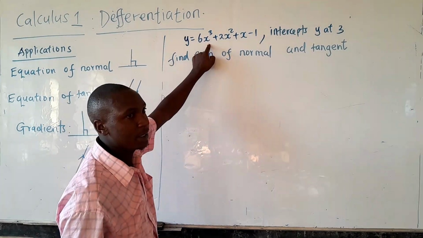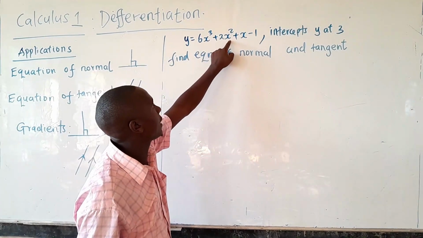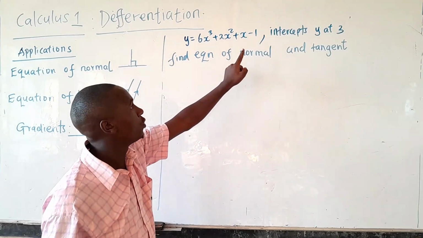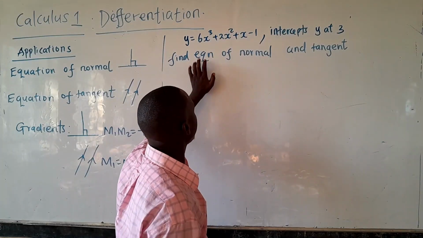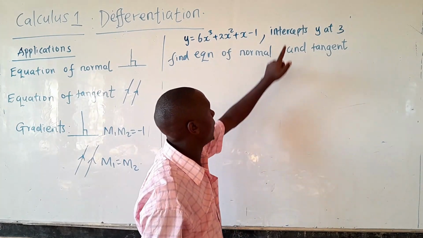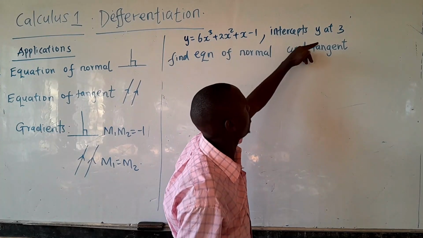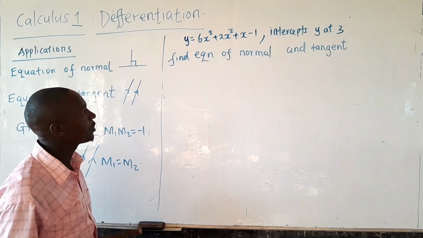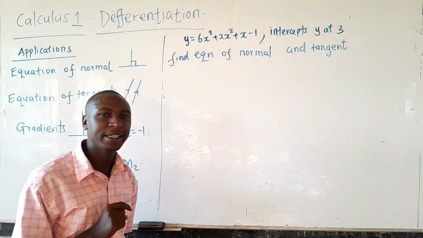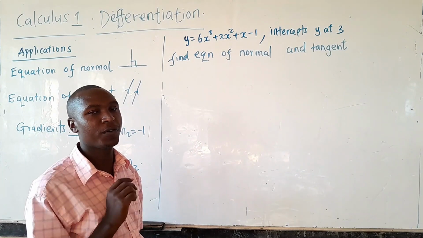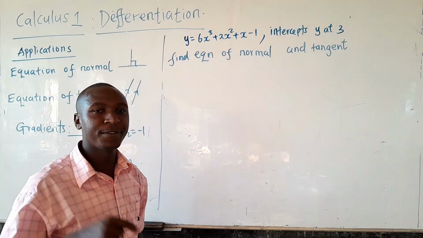y = x cubed plus 2x squared plus x minus 1, and we're supposed to find the equation of normal and the equation of tangent, given that this curve intercepts y at 3. So how do we go about it? The first thing we should do is to find the gradient function. The gradient function of this curve is going to be its first derivative.